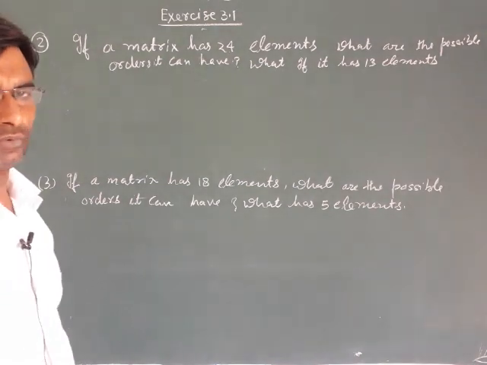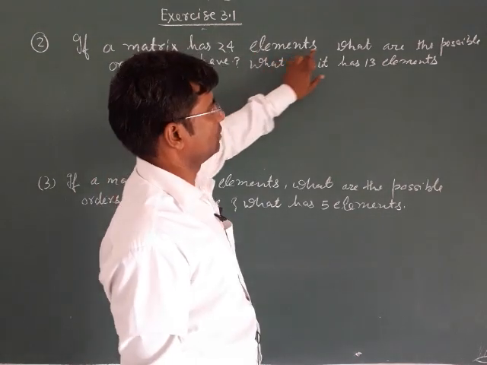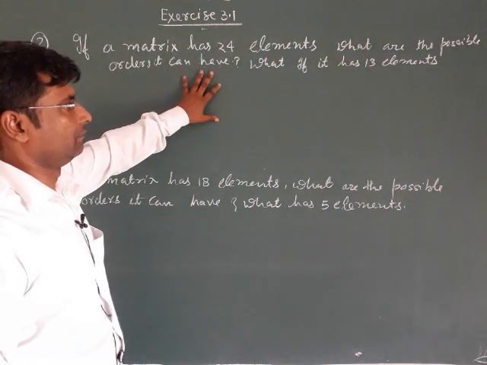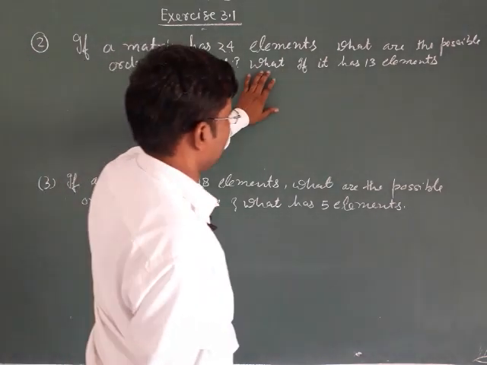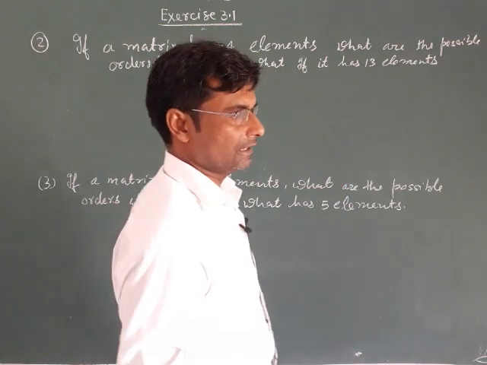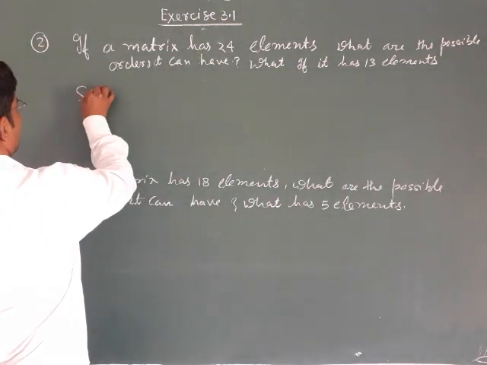Question number 2. If a matrix has 24 elements, what are the possible orders it can have? And again, what if it has 13 elements? Solution of this question.